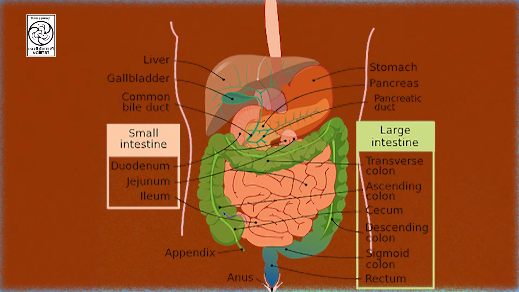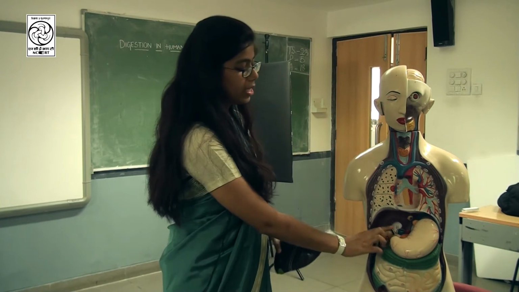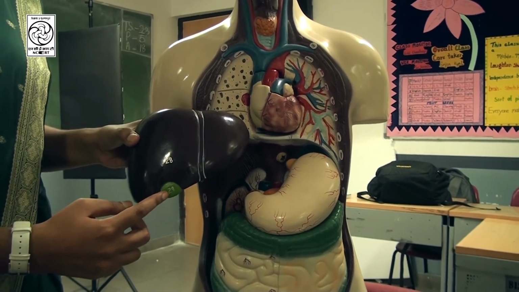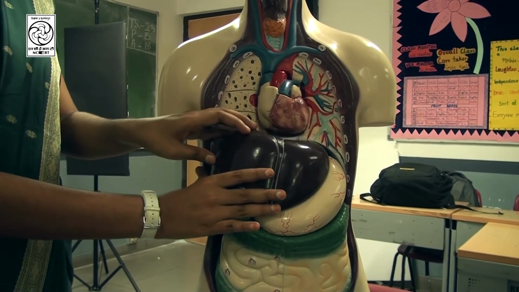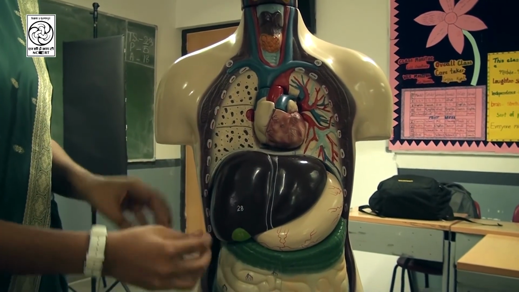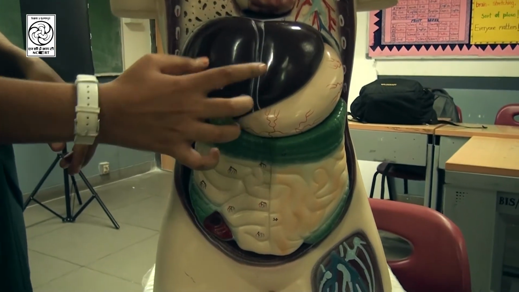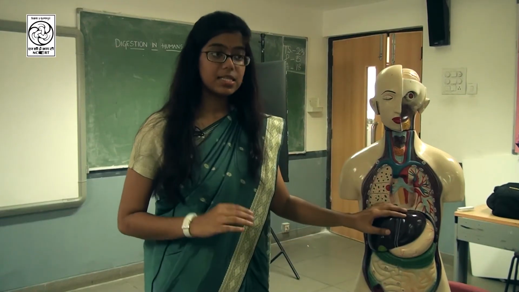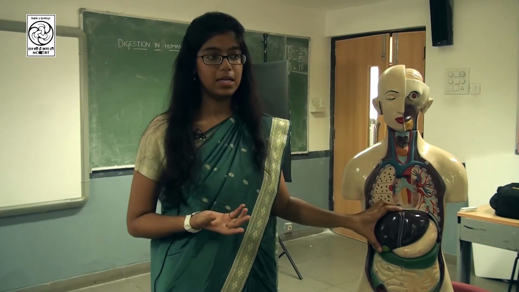Now what happens? In the duodenum, there is a very interesting phenomenon. This part is the duodenum. Now there are two glands in our body. The first gland, which is the liver. The liver, as you know, is the largest gland of the body and its secretions help in digestion.